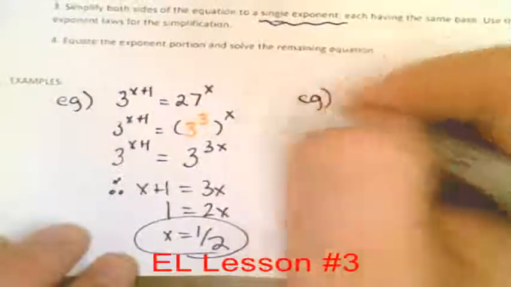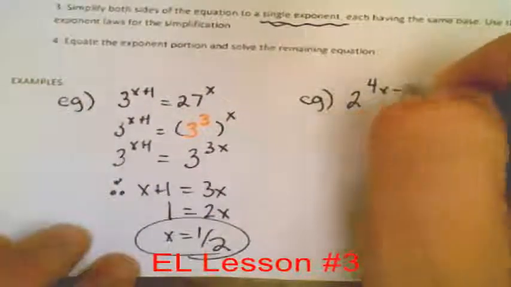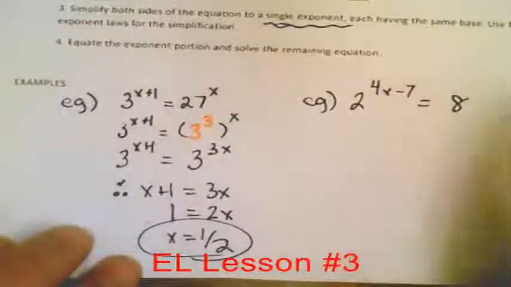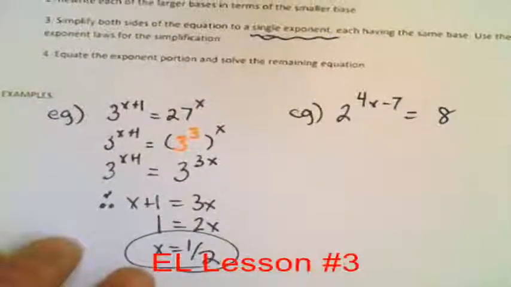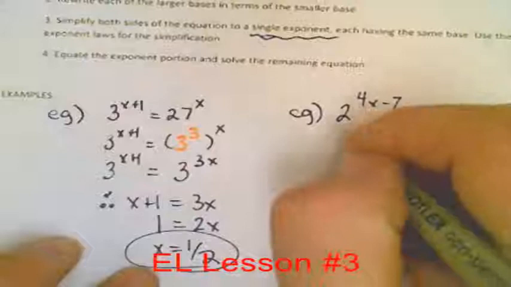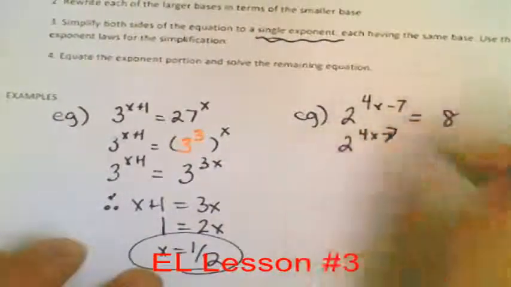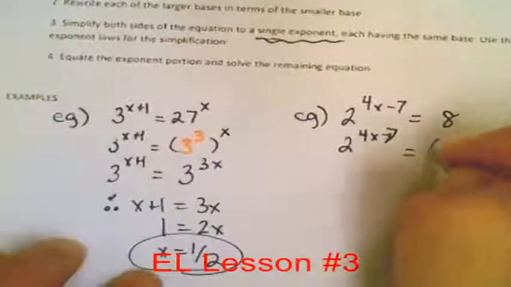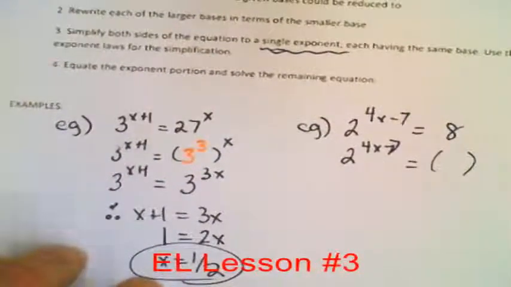Okay? The key is remembering what the common base is. So for example, here's another equation: 2 to the power of 4x minus 7 equals 8. I look at this guy and I say, okay, I need a common base. Now, the common base is 2. The left side, again, is already done, 4x minus 7. On the right side, it's 8.